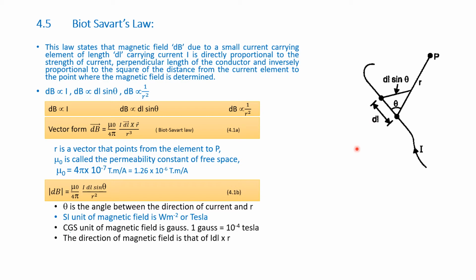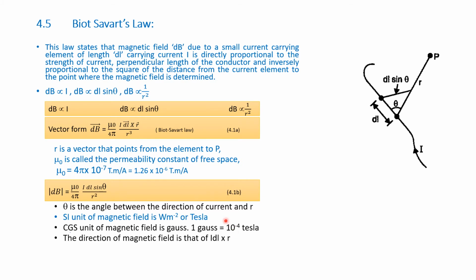The SI unit of magnetic field is Weber per meter squared, or Tesla. The details of these units we will study in coming chapters. The CGS unit of magnetic field is Gauss. 1 Gauss is equal to 10 to the power of minus 4 Tesla. The direction of magnetic field is that of I dl cross r. Please remember, it is perpendicular to I dl cross r.